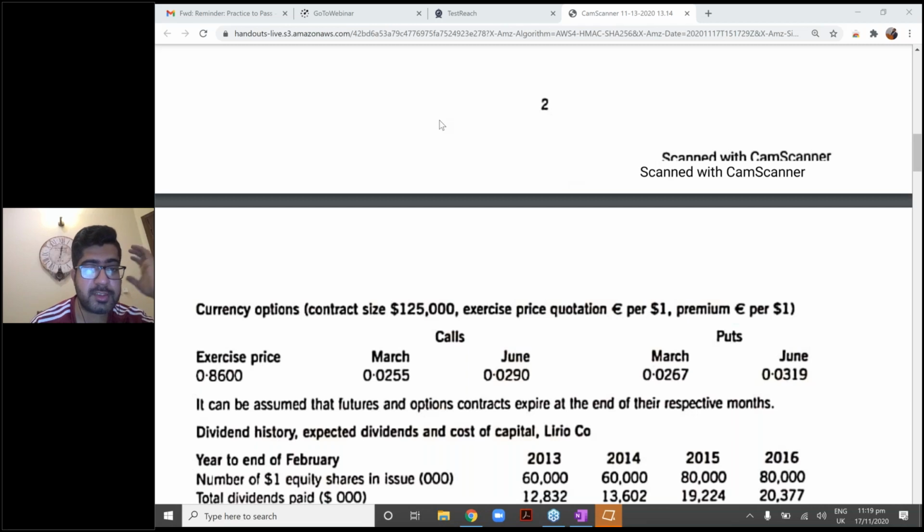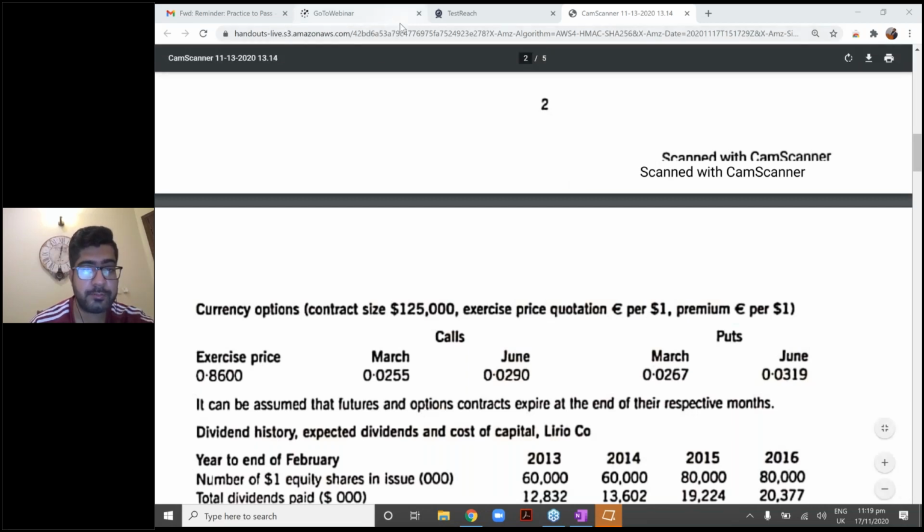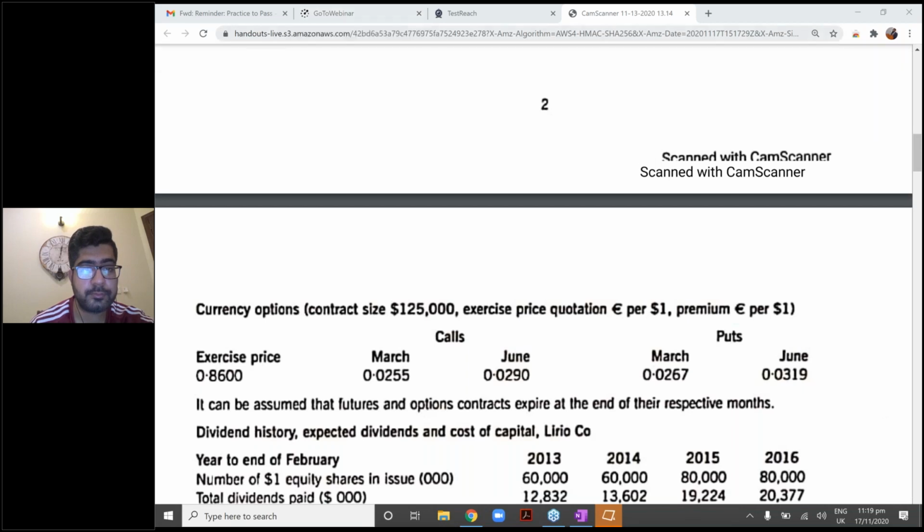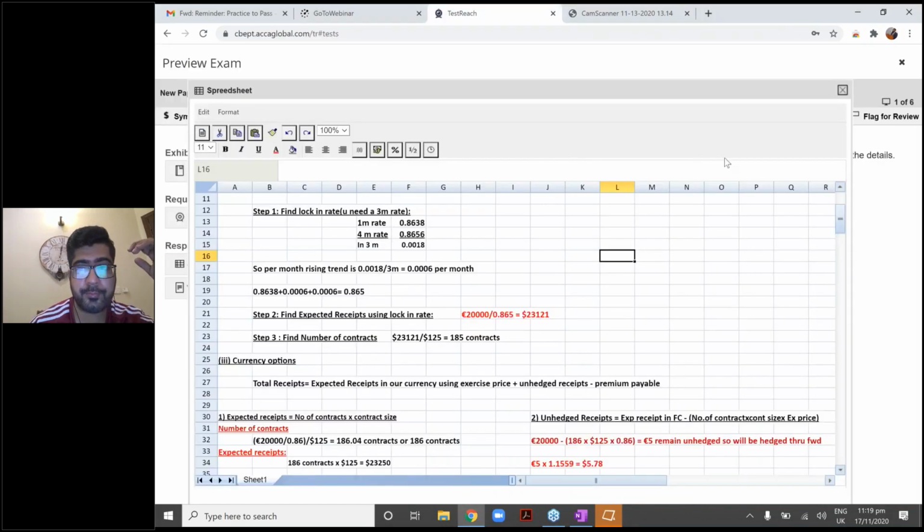Alvin, you have to use both exercise prices, otherwise you will lose marks. Maureen, when 186 contracts are multiplied by 125, it's dollars, but when it is multiplied by the exercise price, it's converted into euros, because the exercise price is euro per dollar.